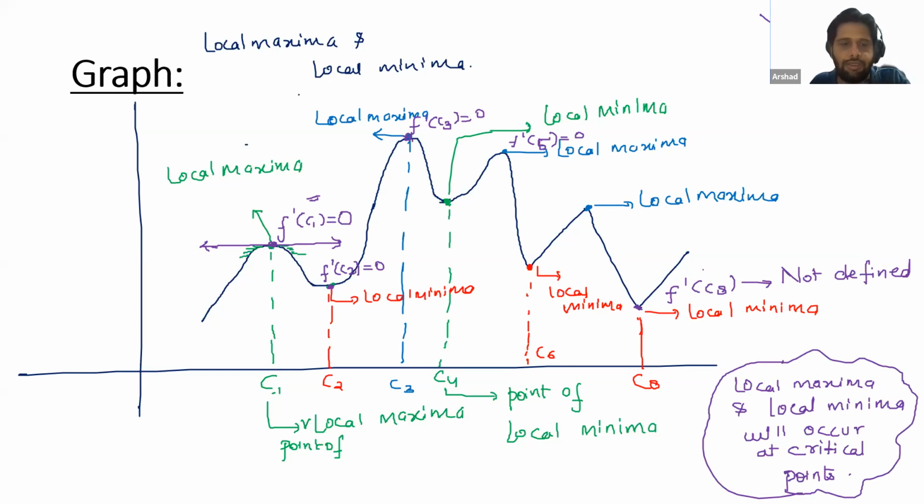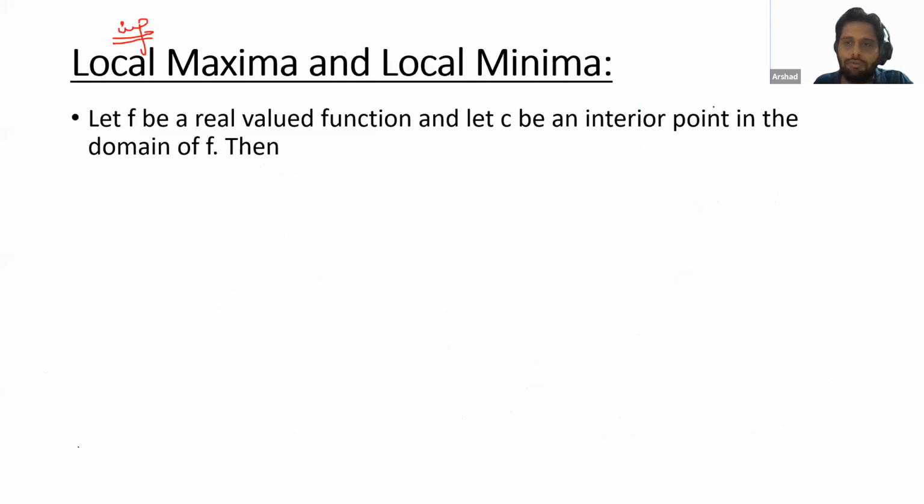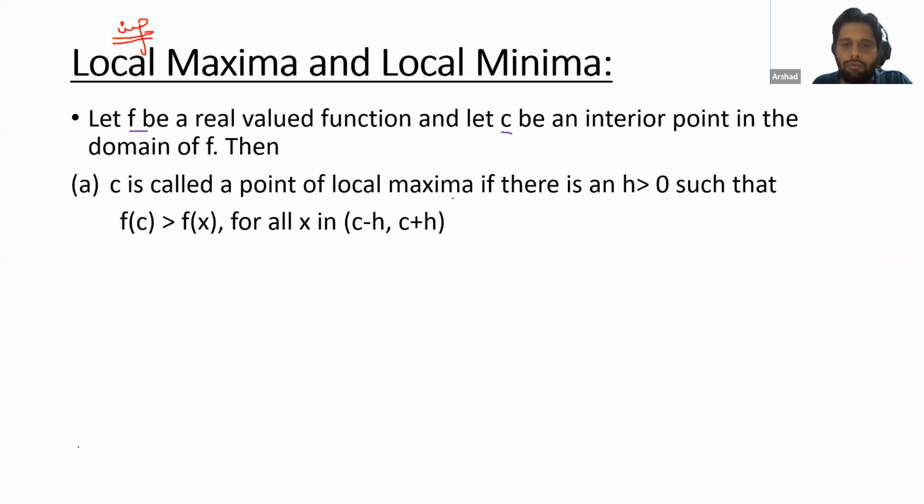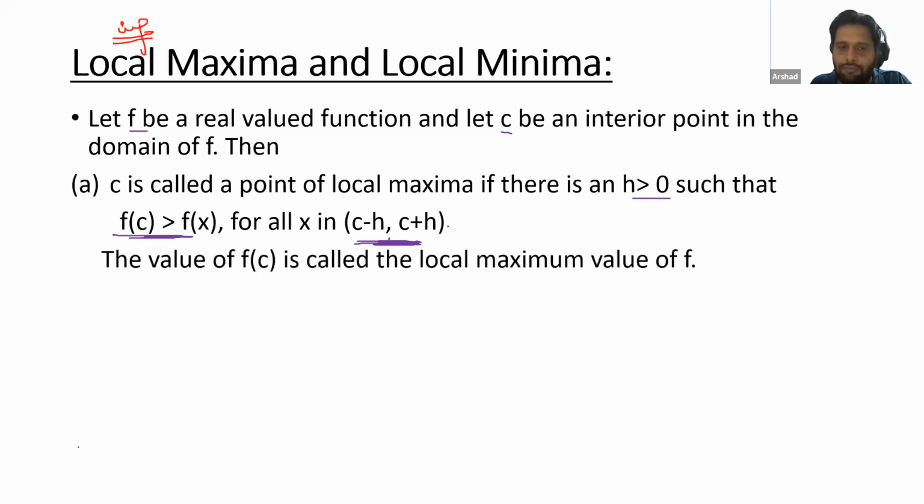I'm just going to change the slide. We will check what is mentioned here. Let f be a real valued function, and c be a point in its domain. c is called the point of local maxima if there exists h greater than 0 such that f(c) is greater than f(x) for x in the neighborhood of c. So these points are the neighboring points. This represents the corner point. If you have any confusion in this statement, it's fine. Just understand the graph.